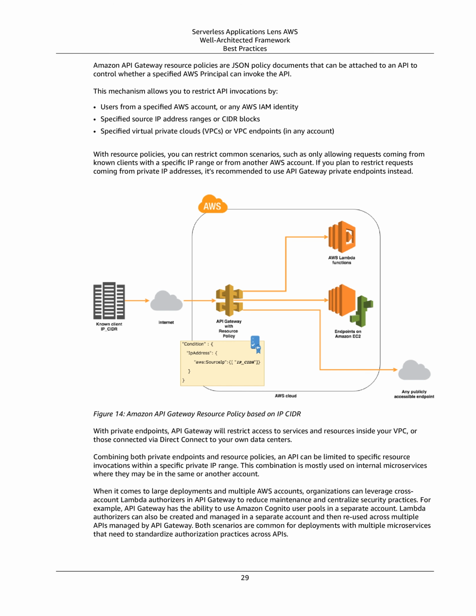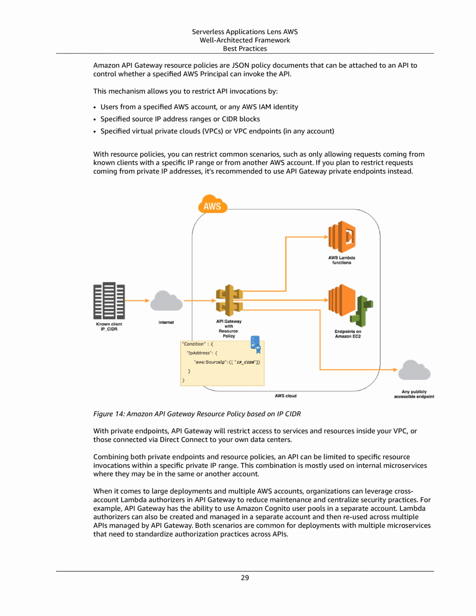Specified source IP address ranges or CIDR blocks. Specified virtual private clouds, VPCs, or VPC endpoints, in any account. With resource policies, you can restrict common scenarios, such as only allowing requests coming from known clients with a specific IP range or from another AWS account. If you plan to restrict requests coming from private IP addresses, it's recommended to use API Gateway private endpoints instead.